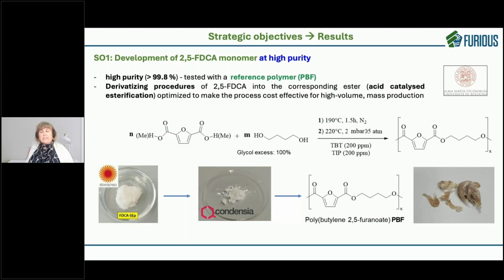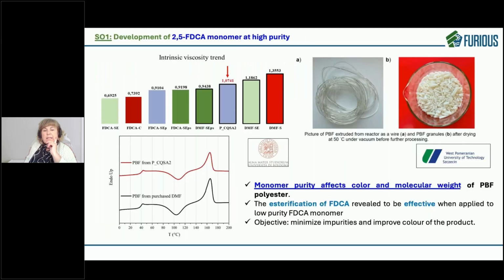We decided to check the impact of different purity on the final polymer by taking a homopolymer as a reference. Our homopolymer is polybutylene furanoate, whose synthesis is described in this slide. We saw that the purity has a huge impact on the final polymers obtained. Indeed, the color and the molecular weight are strictly dependent on the purity of our starting monomer.